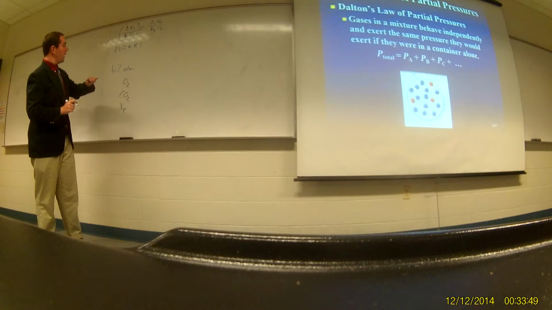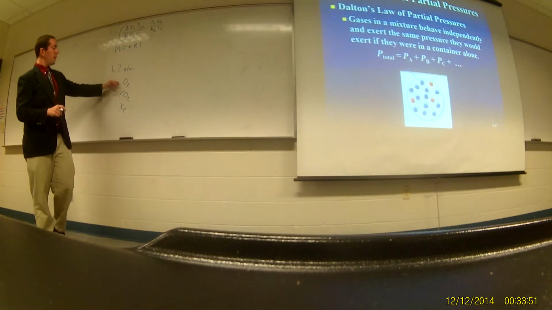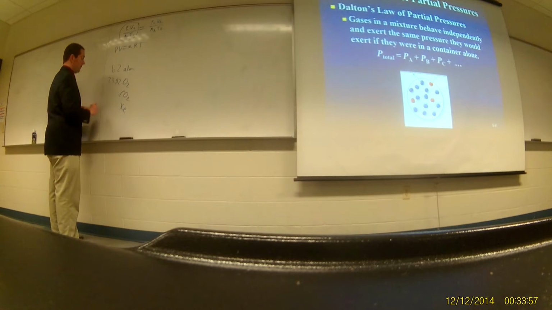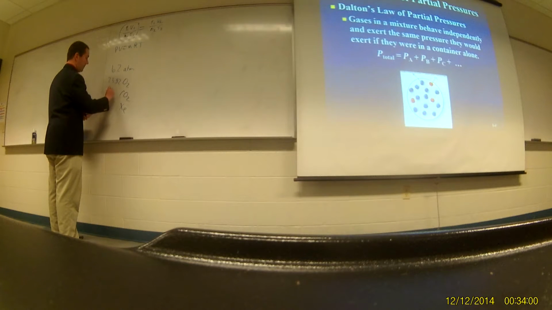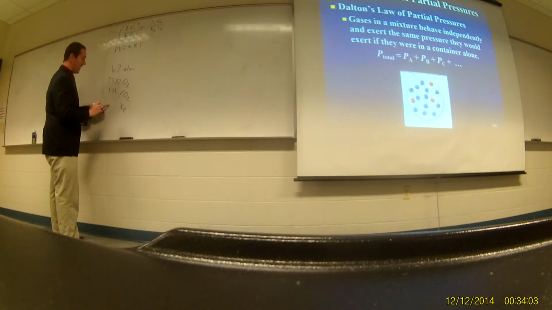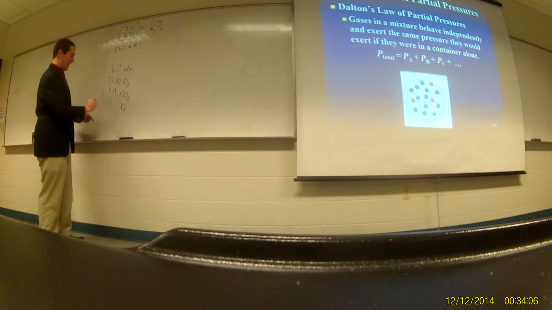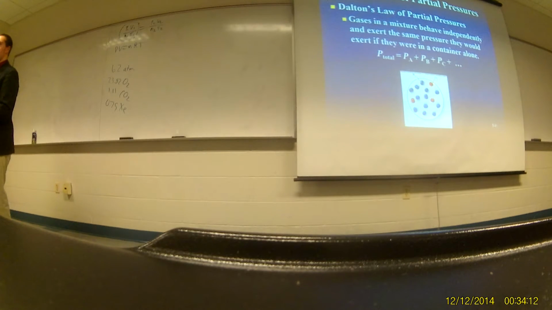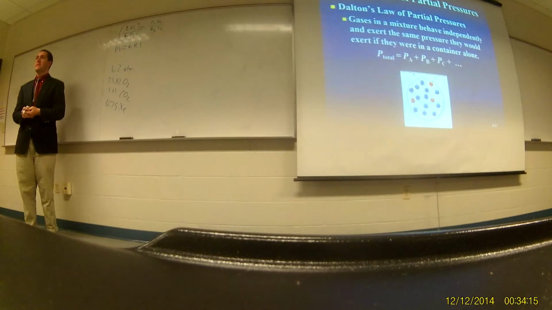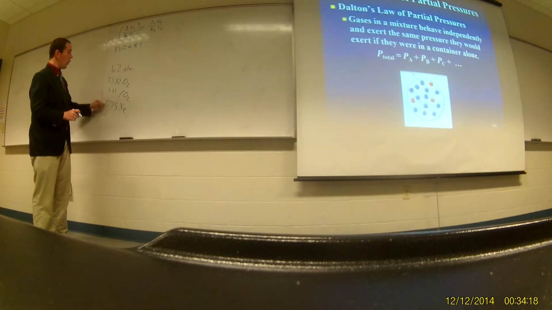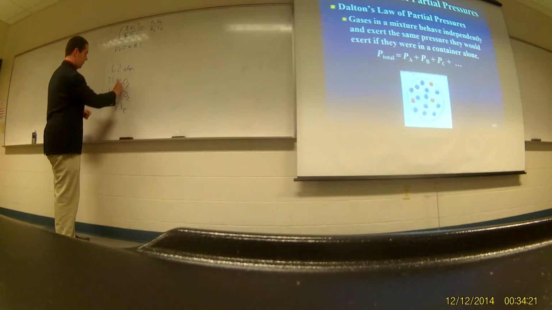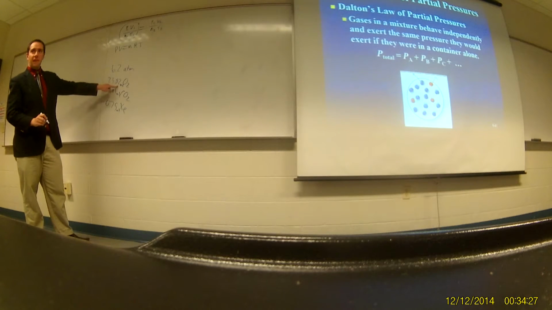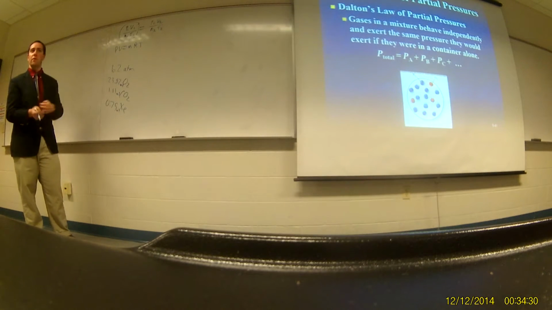Give me a number between 1 and 100 with 2 decimal places for oxygen. 23.82. Give me another one. 1.11. And xenon. 0.75. Okay. So we now have to find the pressures for each gas. So first of all, we have to find the total number of moles. So what's the total number of moles that we have?